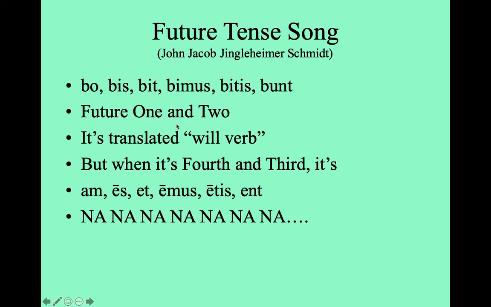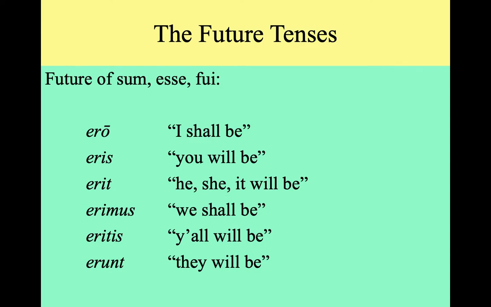So notice that we're talking about 1 and 2, first and second conjugation. It is translated will verb, but when it's in the fourth or the third conjugation, it has that A. And notice those long marks on the E's there. I didn't have them on the previous slides, but they certainly belong there. All right, let's go on.